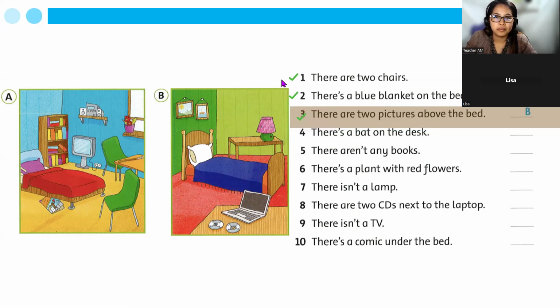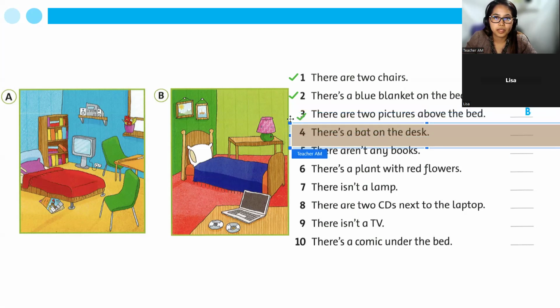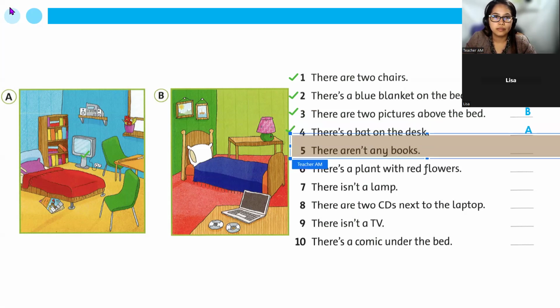What about number four, Dolin? There's a bat on the desk. Which picture is that? Yes, it's picture A. Very good, Dolin. What about number five? There aren't any books. Okay, which picture doesn't have any books? B. Wow, nice. Okay, how about number six?